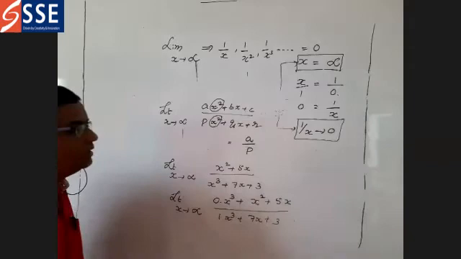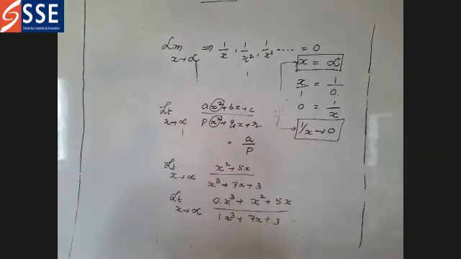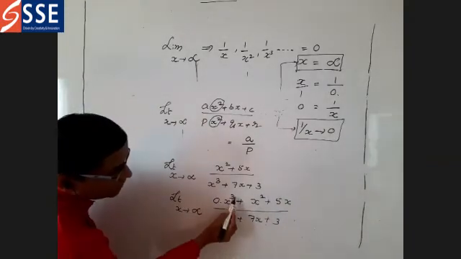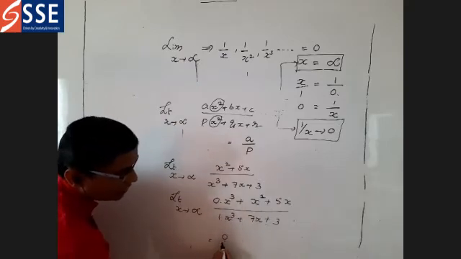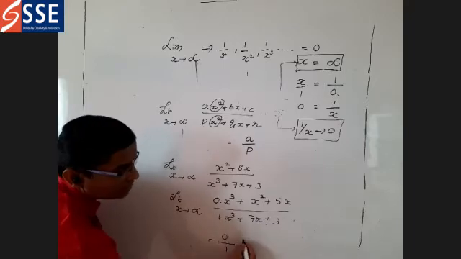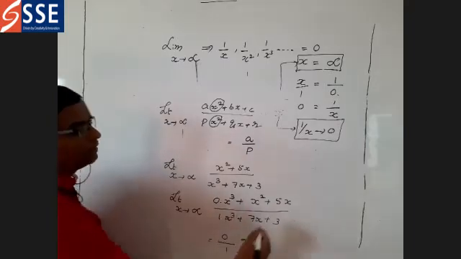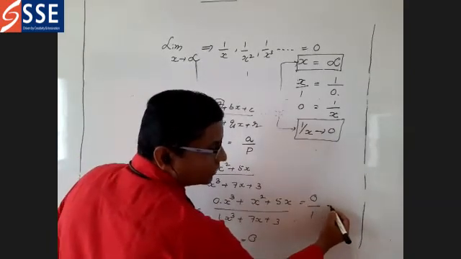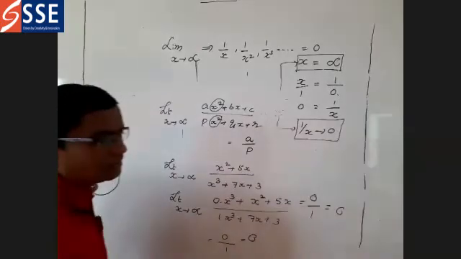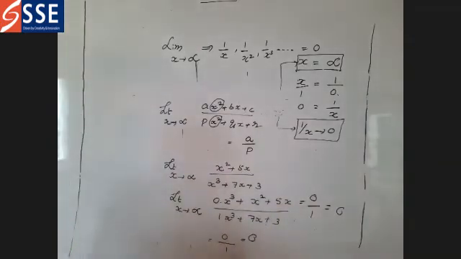Leave the remaining things. The highest power term is x cubed. So the coefficient of x cubed in the numerator is 0. The coefficient of x cubed in the denominator is 1. 0 by anything is equal to what? So 0 by 1, you are going to get 0. So that's why the answer is 0. Don't get confused here.